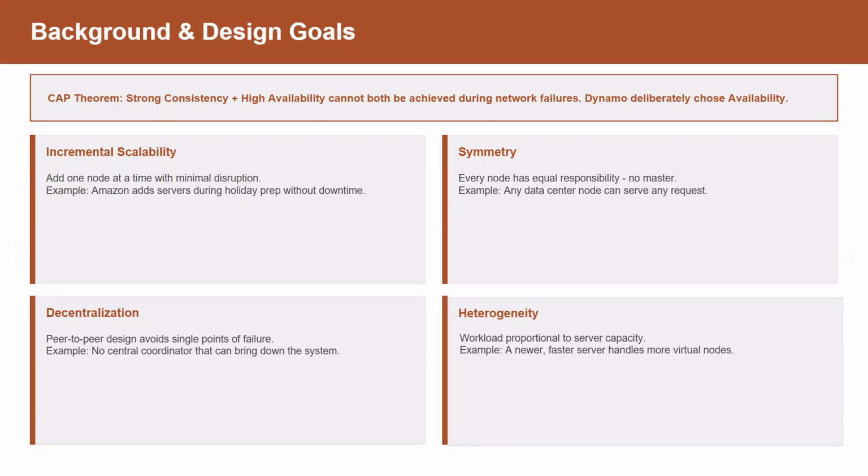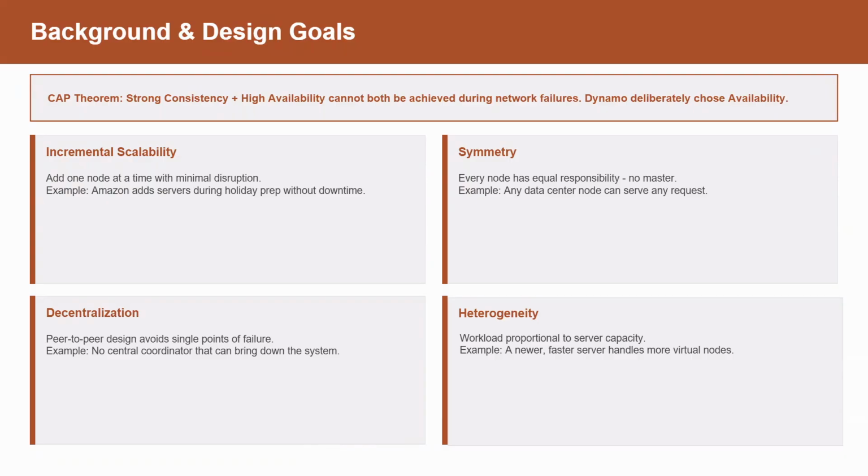First, they need incremental scalability. They need to add more nodes with minimal disruption to other nodes. For that, they use something called consistent hashing. Then symmetry, which means every node has equal responsibility. So there is no master node, and every node accepts writes and reads.